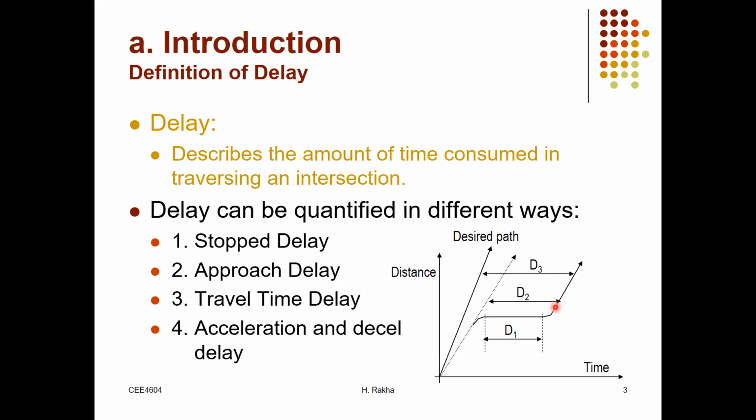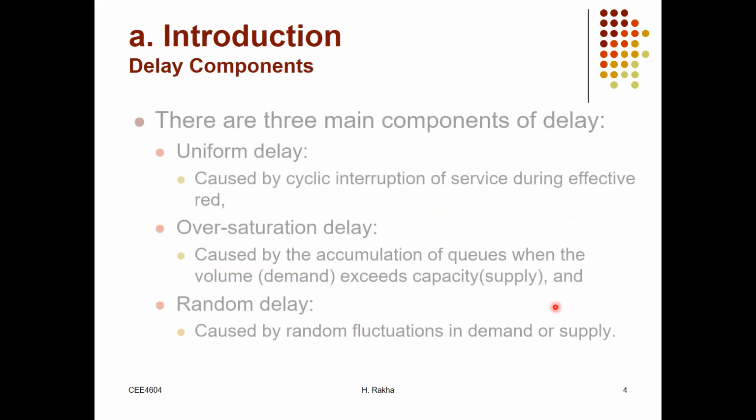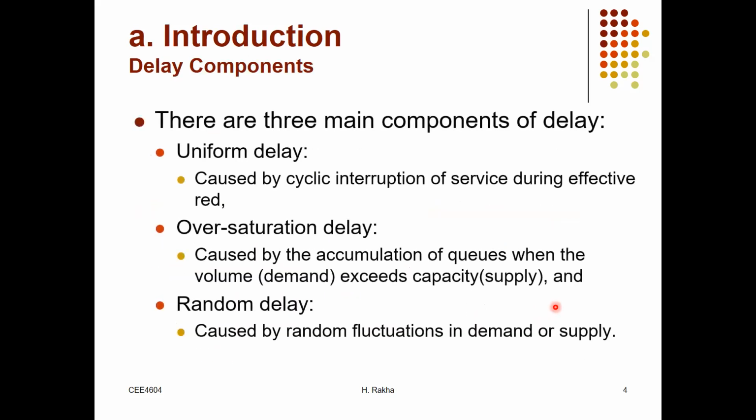Any questions? Okay. So there are three components of delay. One of them is called uniform delay, and the uniform delay is caused by the cyclic interruption of service during the effective red time.